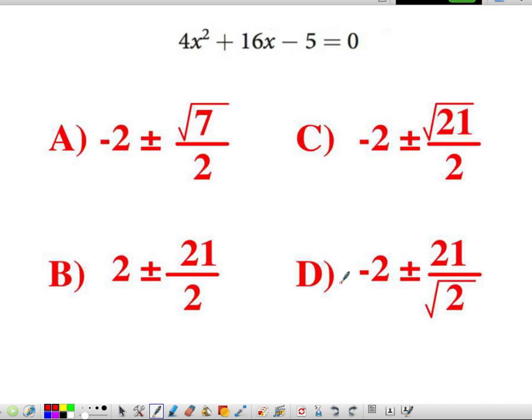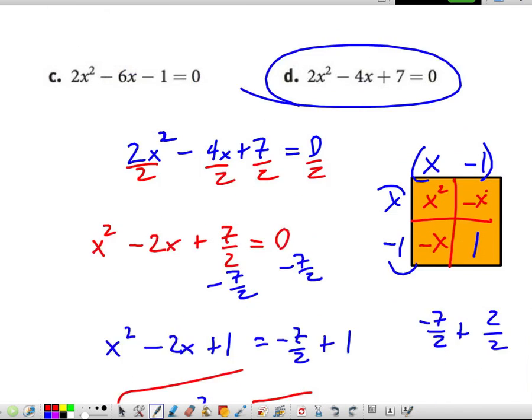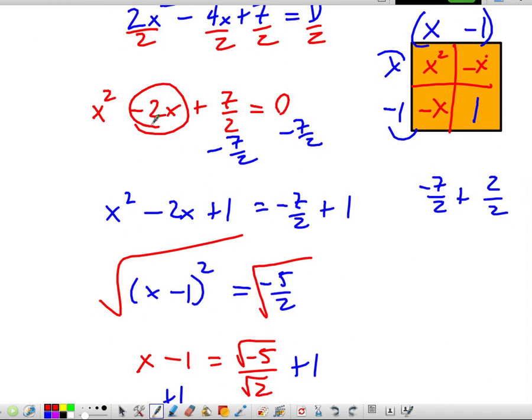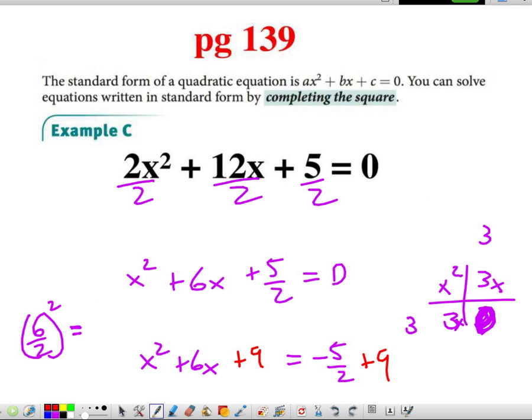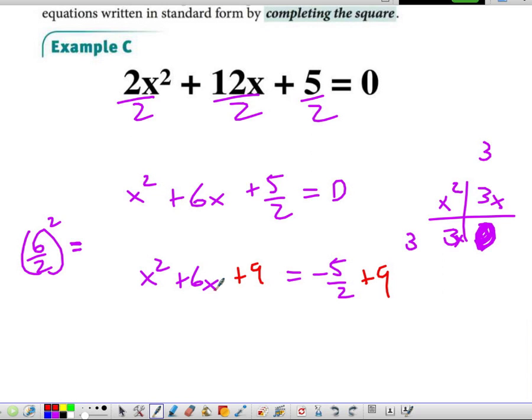Let's take a look at the last example that we did. Okay, here I'm going to take the negative 2, and you're always going to divide it by 2, and then you're going to square it. What is negative 2 divided by 2? Well, that's going to be negative 1. Negative 1 squared equals positive 1. That's exactly what went here. That's exactly what I added to both sides. And so that is how you do it without the diagram.